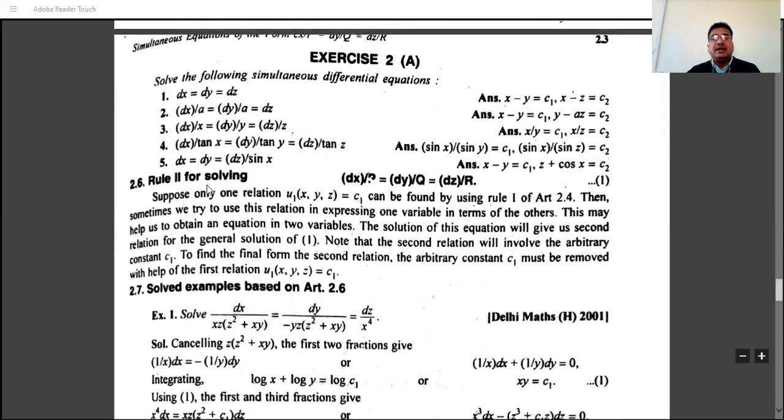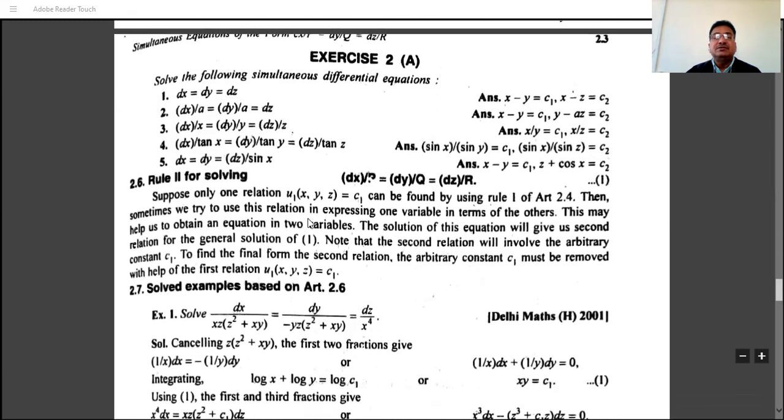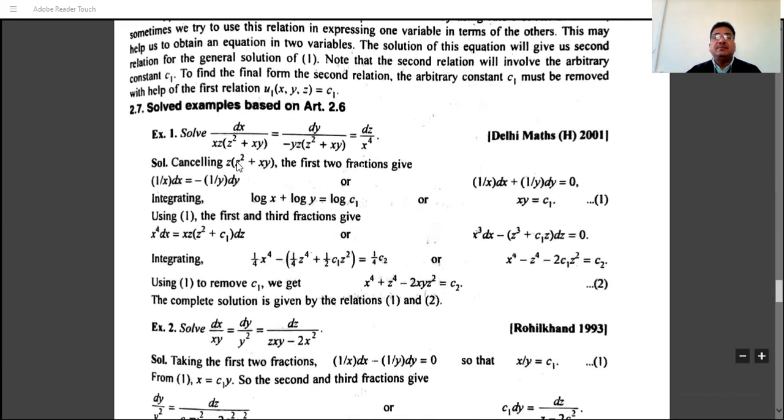Okay, so the next rule is that we find multipliers. Or either use the first solution to find the second solution. So this is a sub-method of method number 1. So dx divided by this, dy divided by this, dz divided by this.